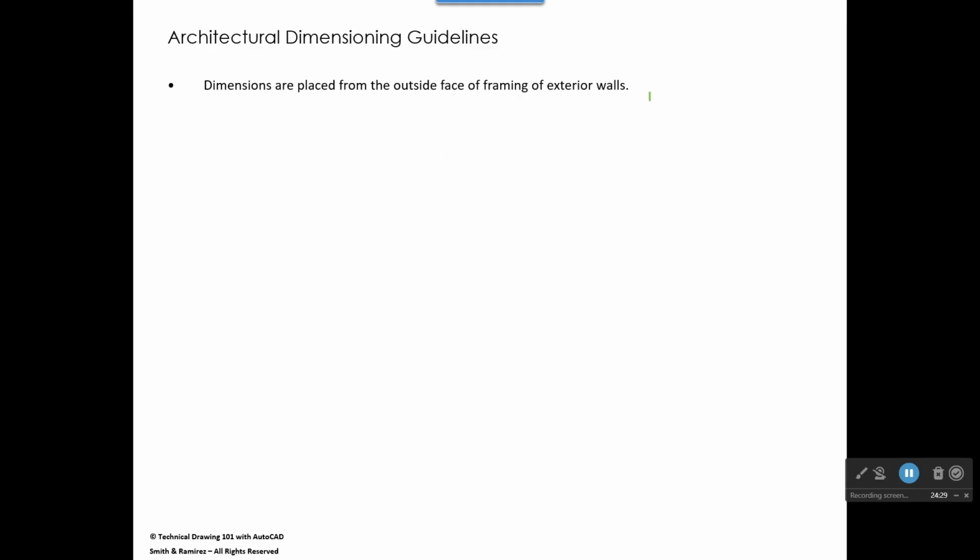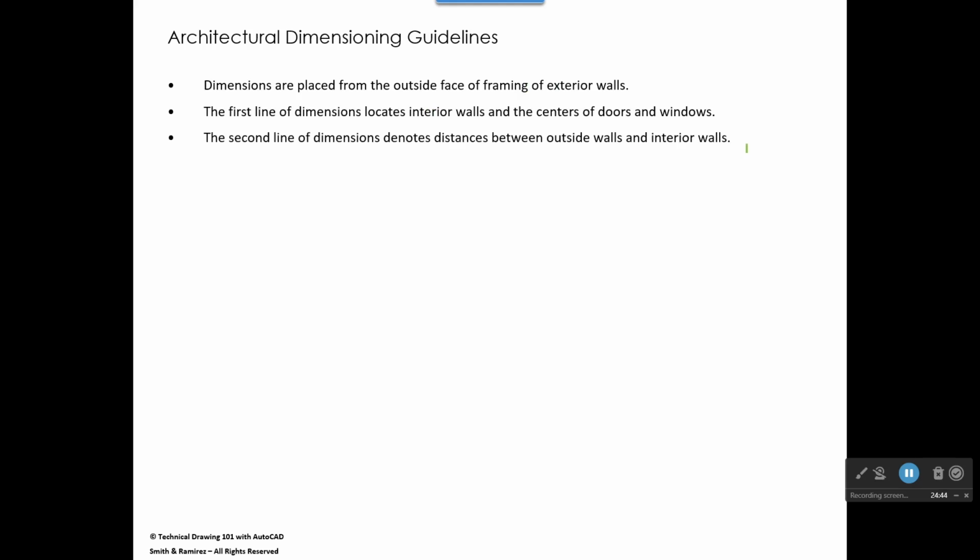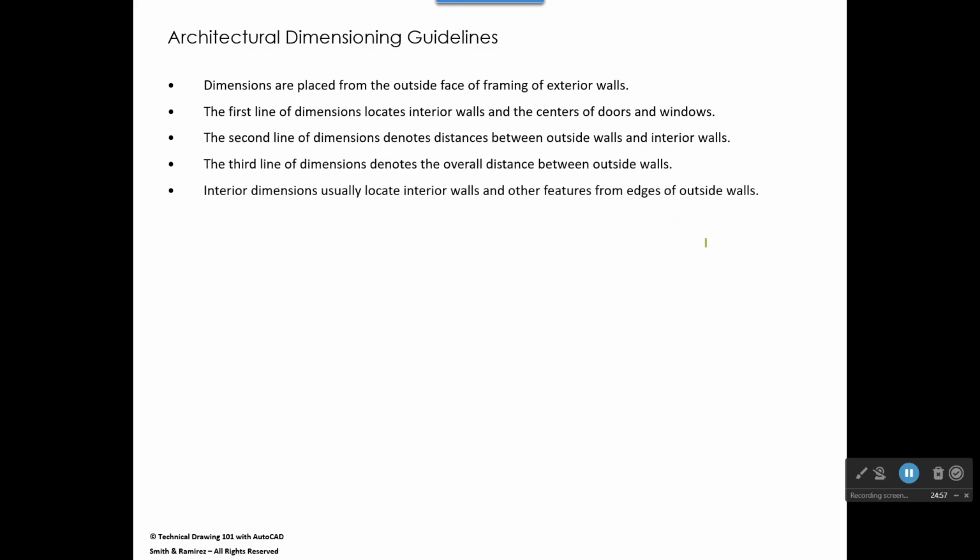So a quick review. Dimensions are placed from the outside face of framing of exterior walls. The first line of dimensions, the one closest to the structure, indicates interior walls and the centers of doors and windows. The second line of dimensions denotes the distances between outside walls and interior walls. The third line denotes the overall distance between outside walls. Interior dimensions usually locate interior walls and other features from the edges of outside walls.